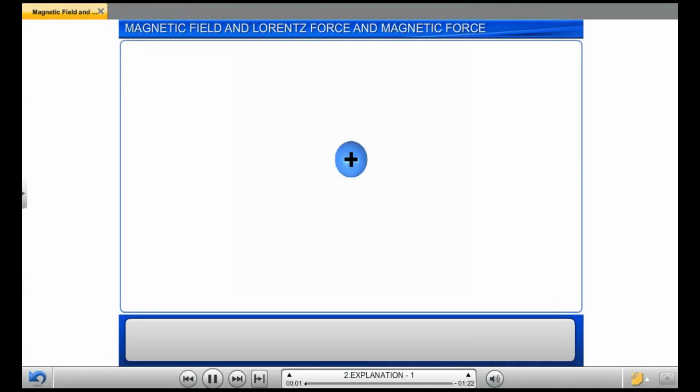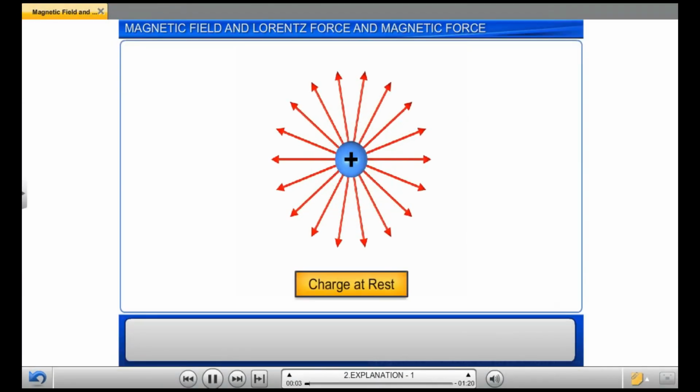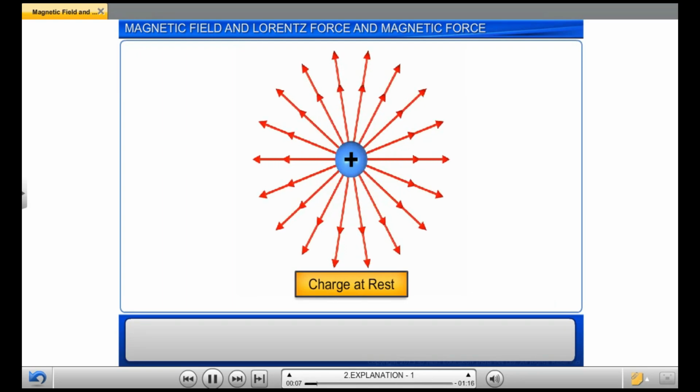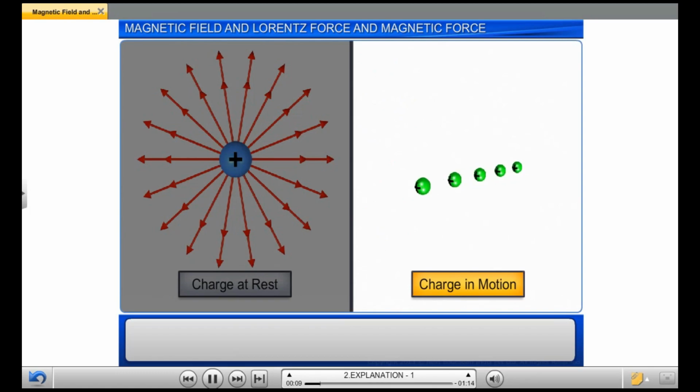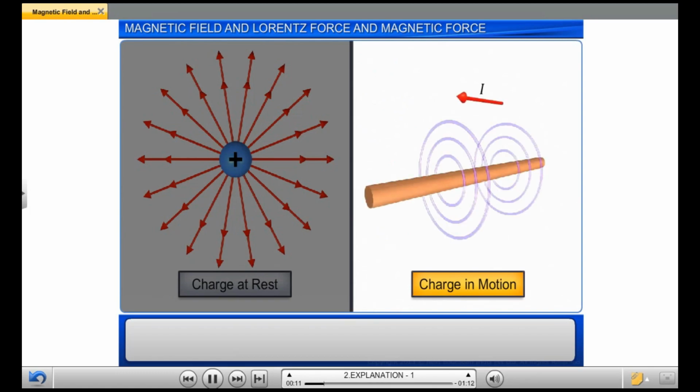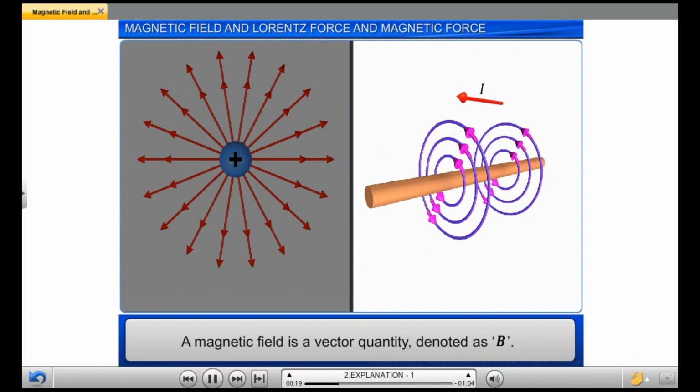As you learned earlier, charges at rest produce an electric field. Moving charges, or a current passing through a conductor, produce both an electric and a magnetic field around it. A magnetic field is a vector quantity. It is denoted as B, and when we represent it vectorially, we display it in bold type.